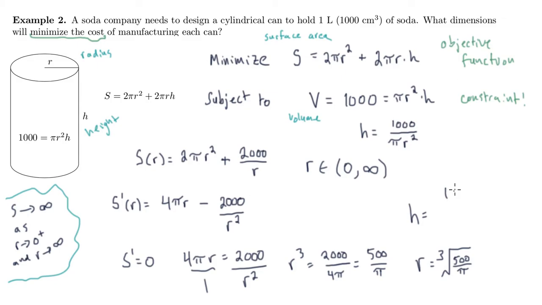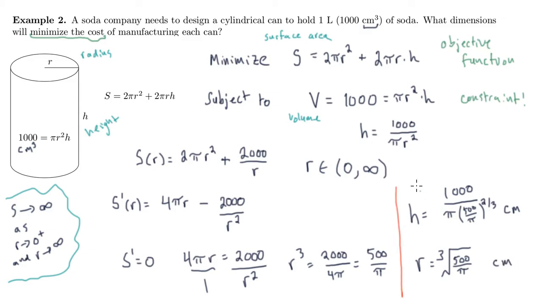The height is just going to be 1,000 over pi times 500 over pi. So cube root, but squared, so that's going to be raised to the 2/3 power. And now in terms of units, the volume was in centimeters cubed, which means the dimensions will be in centimeters.